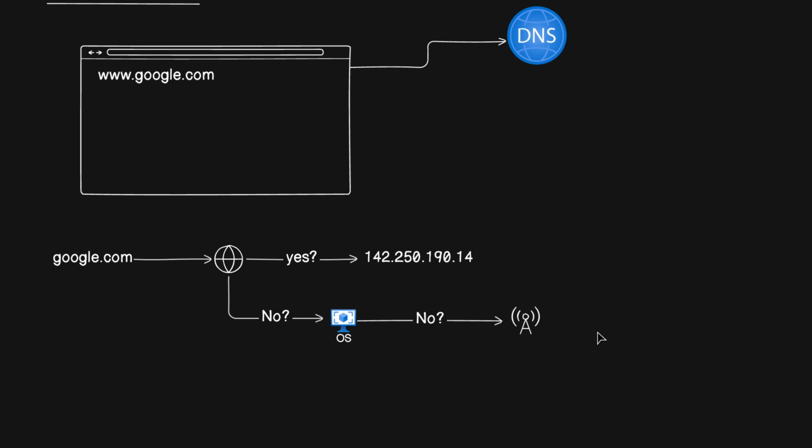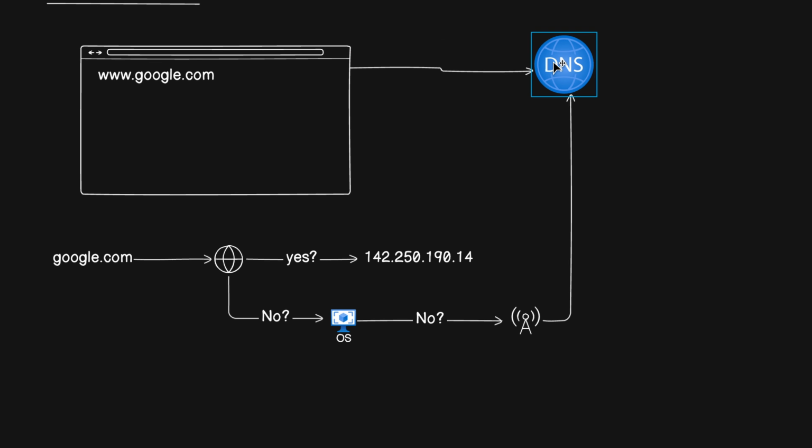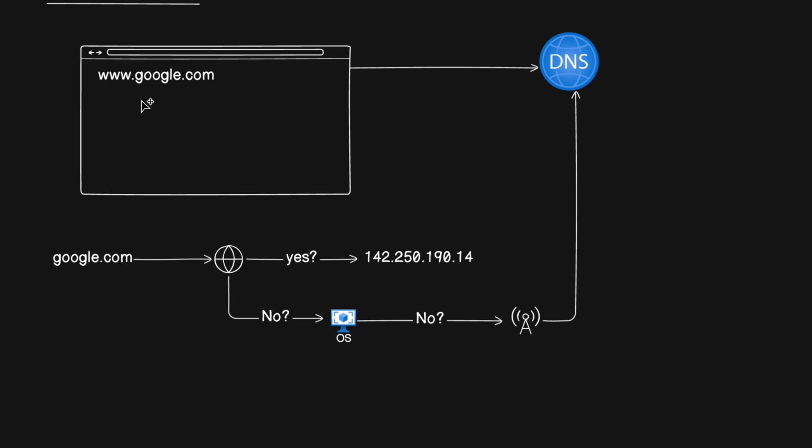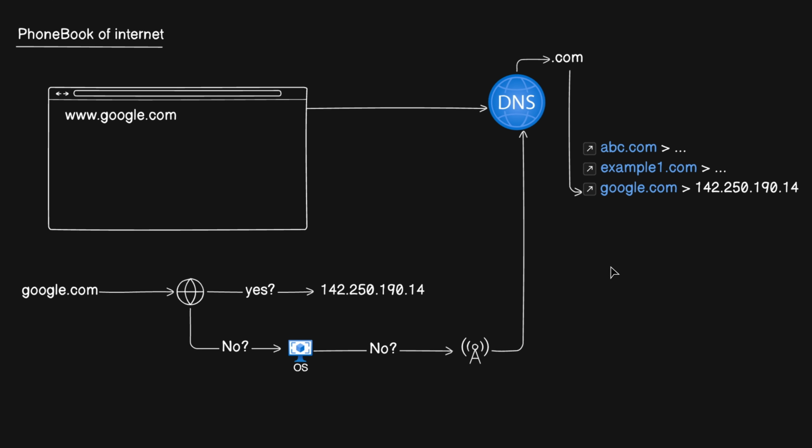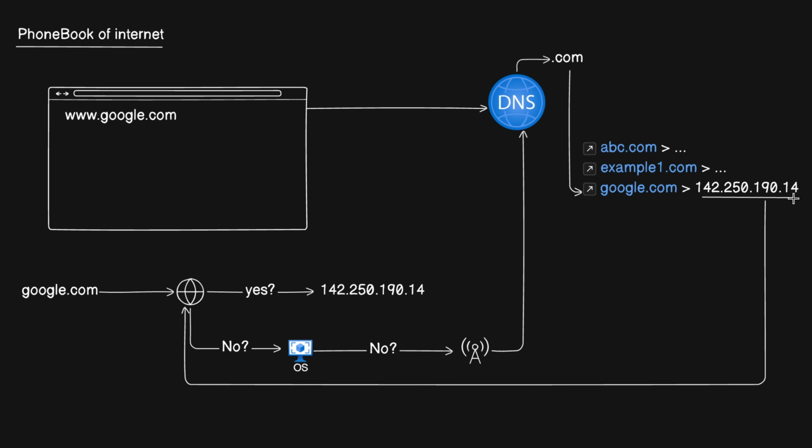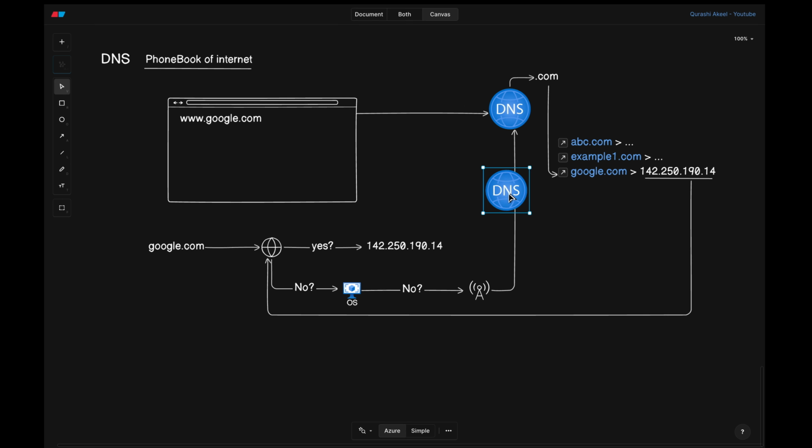That resolver checks the root DNS servers to find which server handles the .com domain. Then it goes to the .com TLD server, which points to the authoritative DNS server for google.com. The authoritative server finally replies with the IP address of Google's web server. The resolver sends this IP address back to your browser, and the browser now knows where to send the HTTP request. All of this happens in a fraction of a second. So DNS is the system that translates human readable domain names into machine readable addresses.